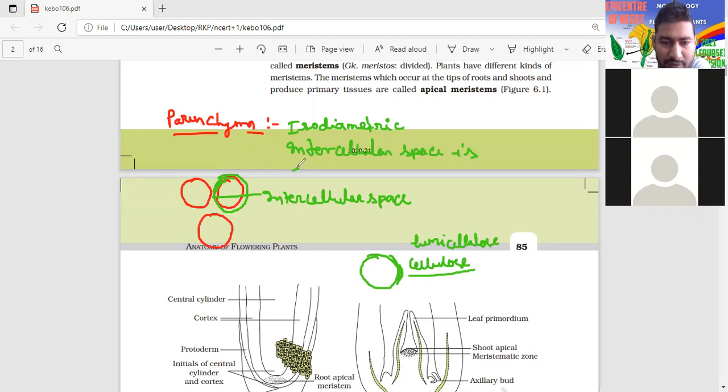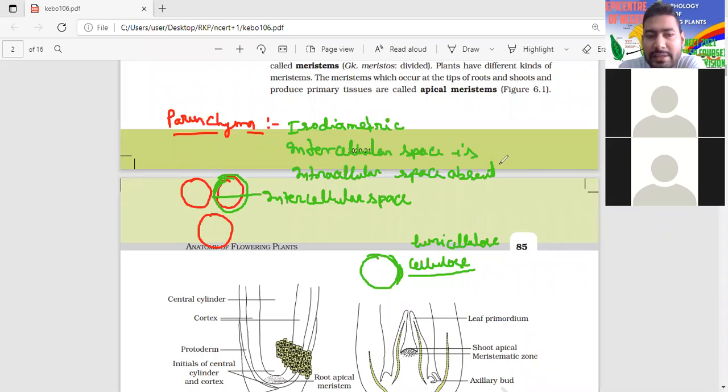Point number three, intracellular spaces are absent. What does this mean? Intracellular means inside they have too much protoplasm; everything is strongly filled. So intracellular space is absent. Is it clear? Is it okay? Yes, sir.